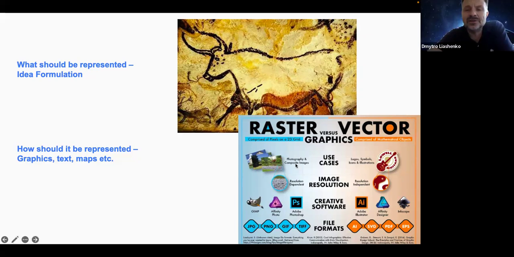You can see in the picture. First of all, we use raster graphic to represent photographs, images, space images taken with spacecrafts from space, aerial photo, and etc.